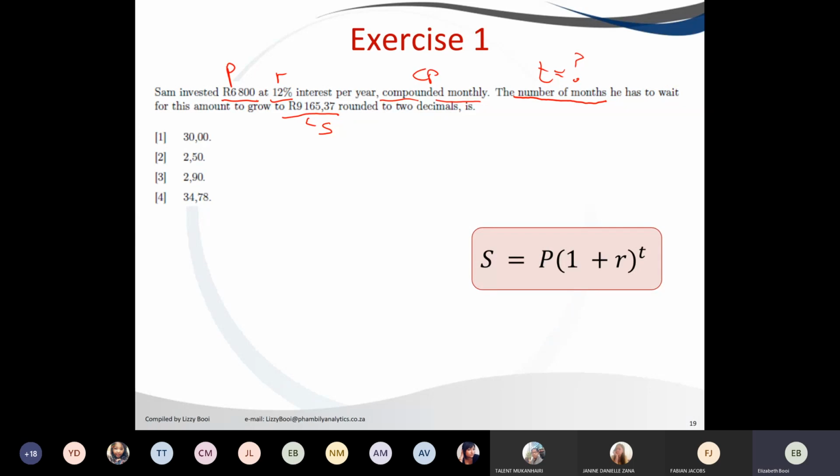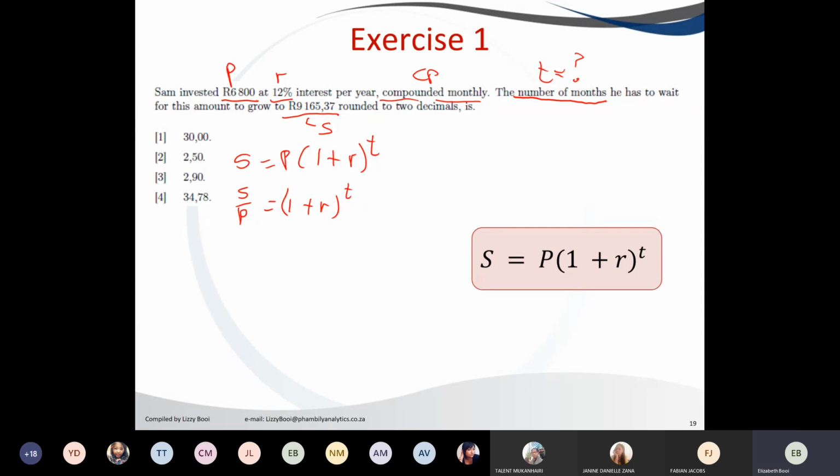Okay. To answer the question, we know what formula we need to use. I am going to do it for you in this instance because I know most of you might be stuck somewhere. So we know that the formula is S is equal to P times (1 plus R) to the power T. We need to remove P from this side, so it will be S divided by P, and we will be left with (1 plus R) to the power T.